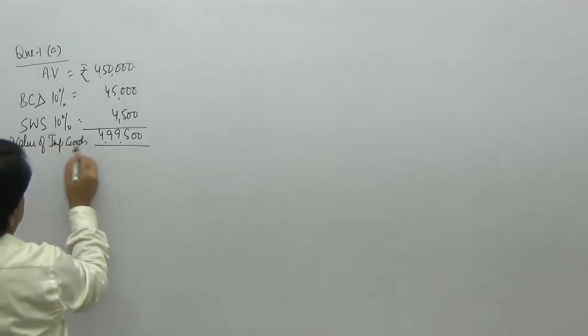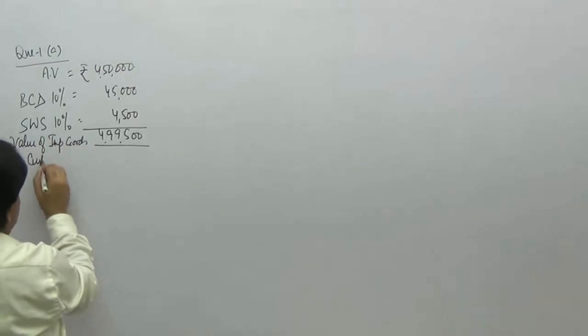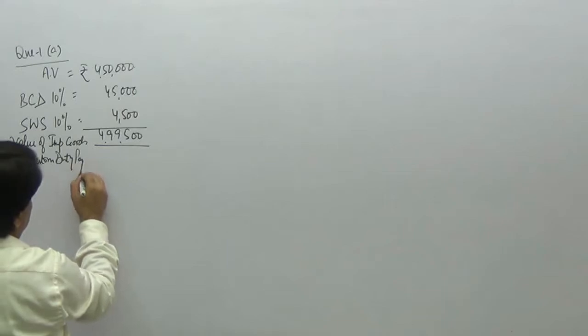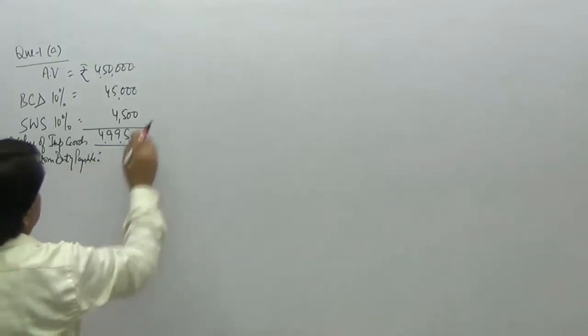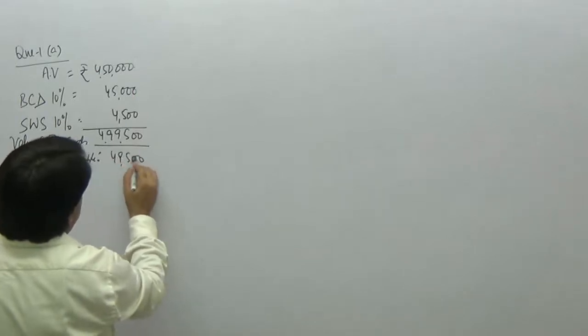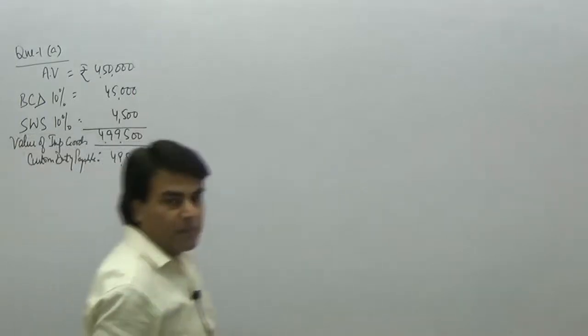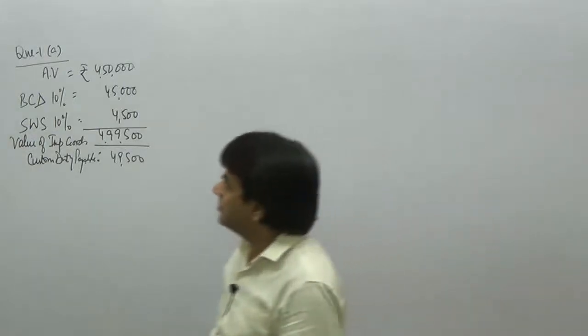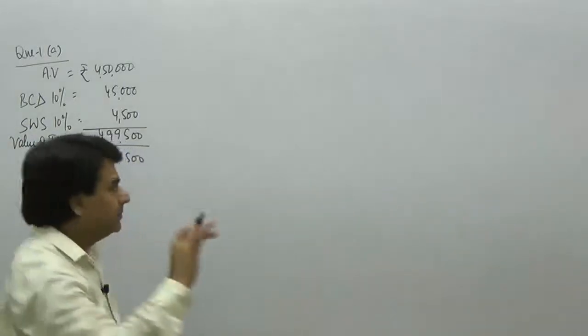Okay. And what is the amount of customs duty payable? The duty payable is this plus this, that means 49,500. Okay. So this is your part A. Part B.